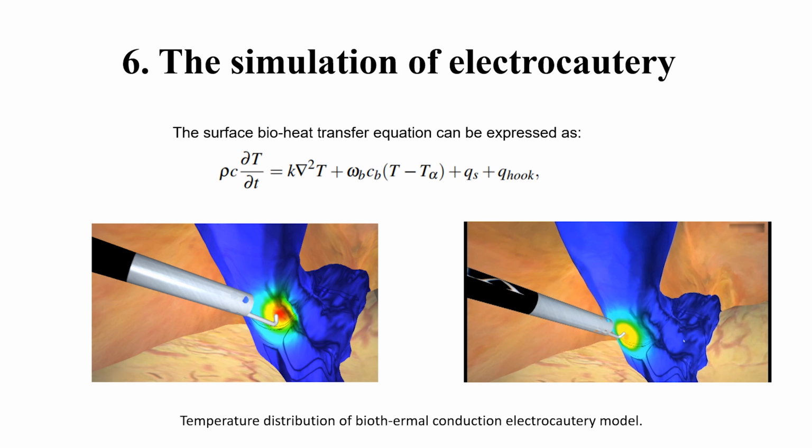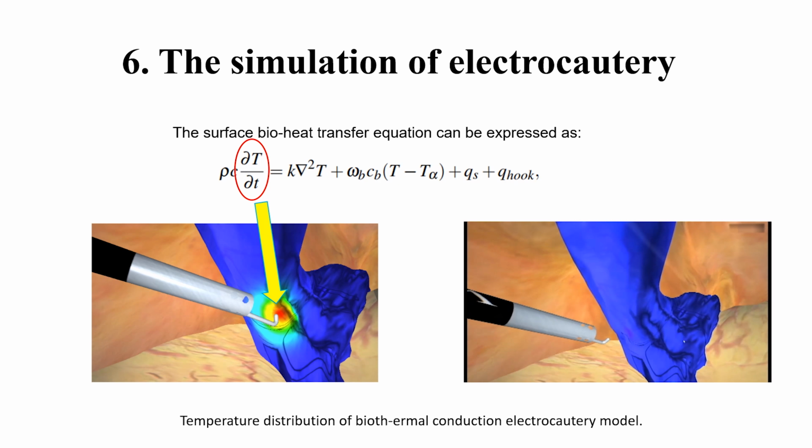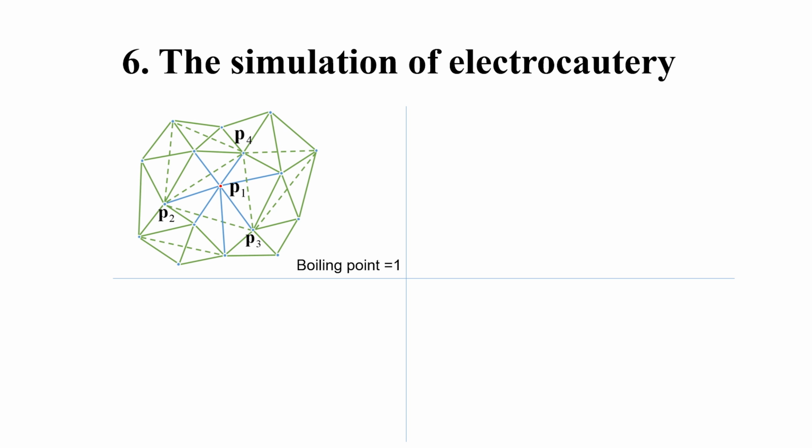For the simulation of electrocautery, we focus on how to convert the heat into the potential distribution on the surface of soft tissue. We intend to update the temperature distribution of models based on the bioheat transfer equation. The surface bioheat transfer equation can be expressed as this equation. This figure illustrates the simulation of fat tissue burning process.